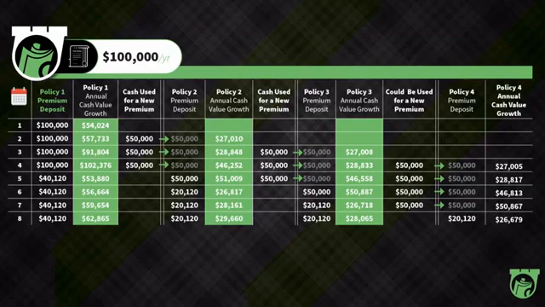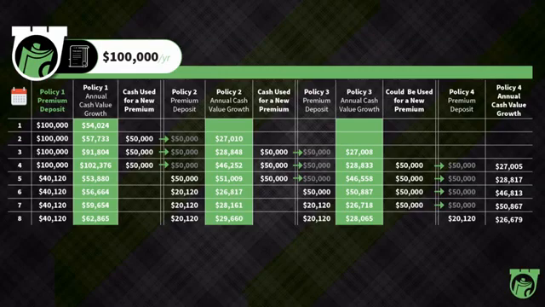As you can see, they've used $100,000 every single year, on or about, to fund their policy premiums. And in doing so, they've generated and compounded their contracts from 1 to 4 policies.